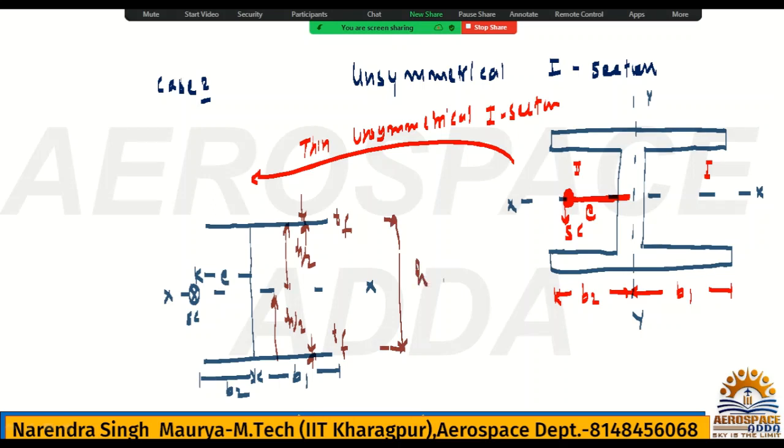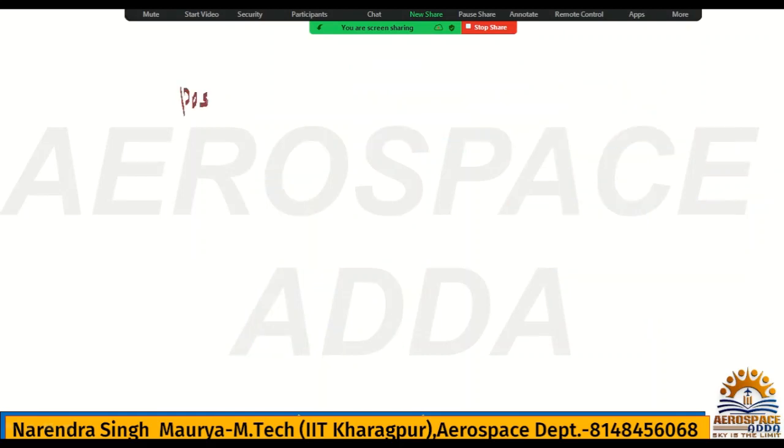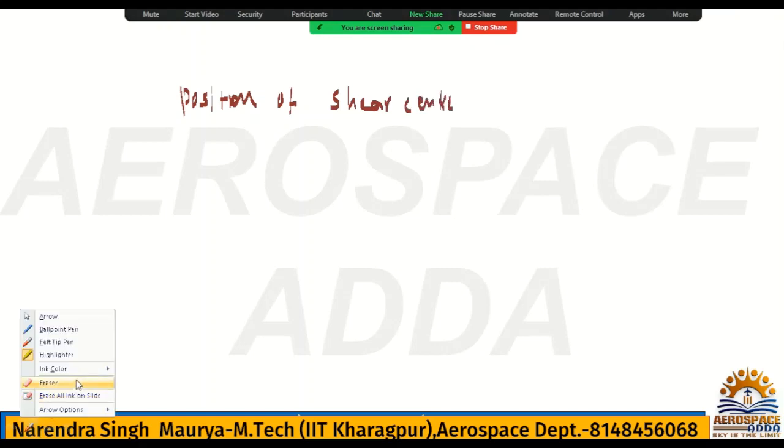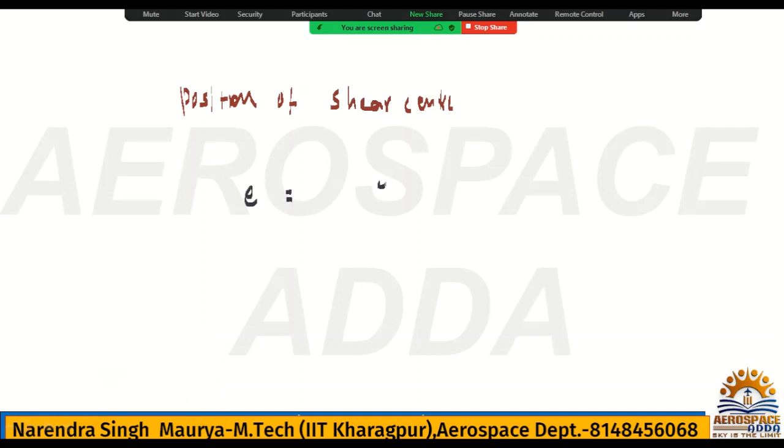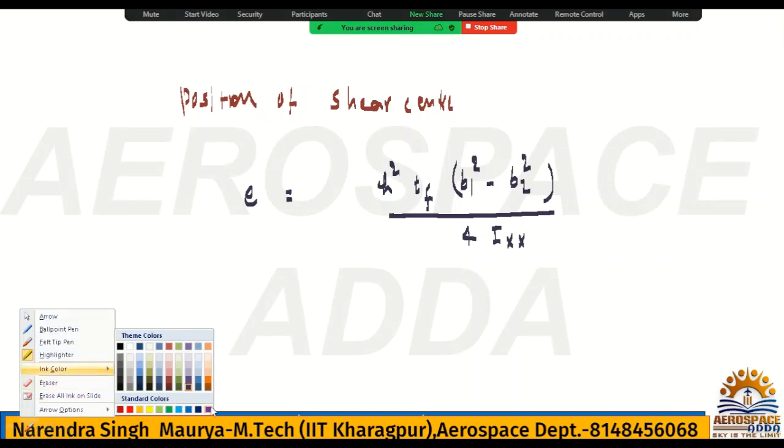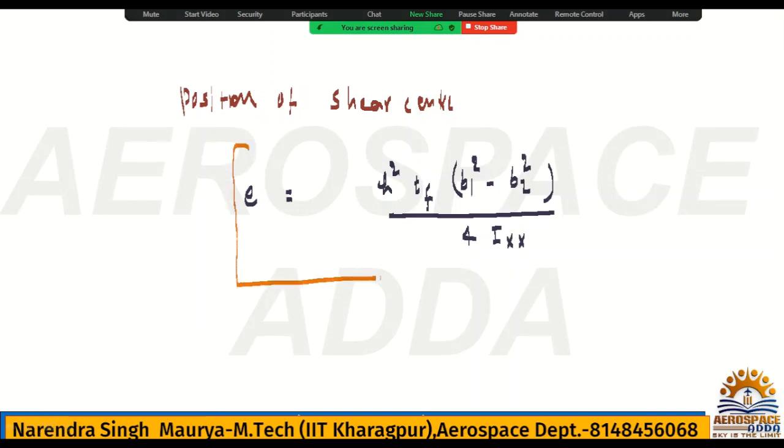Now for this unsymmetrical I section, if I write the position of the shear center, this is very, very important. Position of shear center: what is the value of e? e is equal to h squared tf times (b1 squared minus b2 squared) divided by 4 Ix. This is the formula of the shear center. This is very, very important.